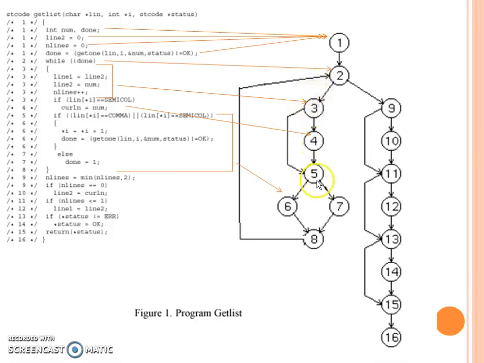In this case, we don't have an else path, and hence the structure is different. There is only a true path from 3 to 4, and directly in the false path it goes into 5. So slightly, both of them are if statements. You can make it out from the graph, but one is an if then else statement and the other is just an if statement.